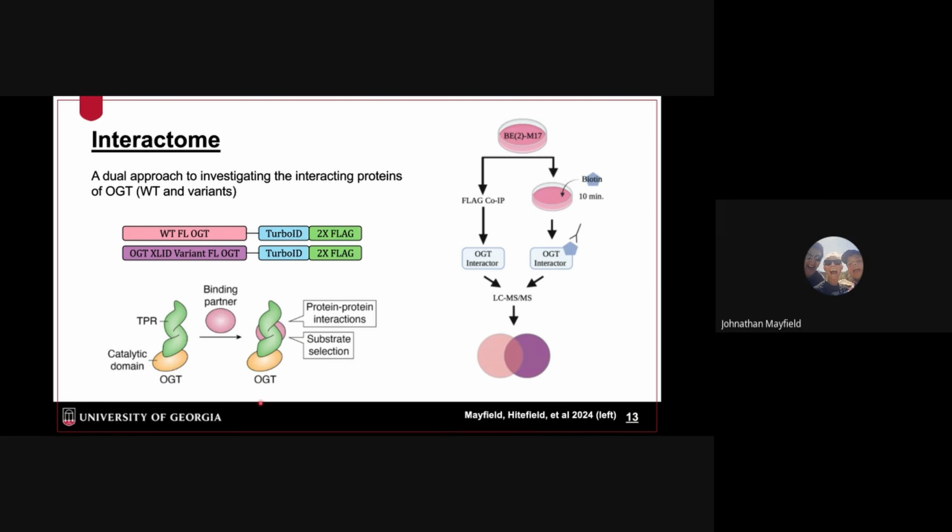And so one thing that I'm working on in our lab is investigating how changes in our mutations or OGT-XLID variants in the TPR domain actually can affect these protein interactions of OGT. And so we do this by using a dual approach to isolate proteins that are interacting with OGT. And then we identify these proteins with mass spec. And then we can compare which proteins interact with a variant OGT compared to which proteins interact with wild type and see how these interactions change.